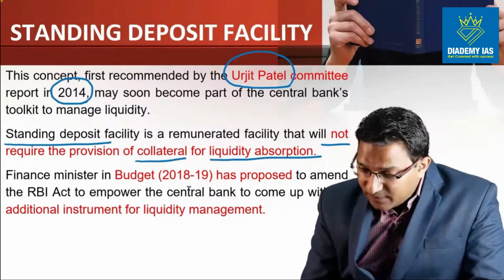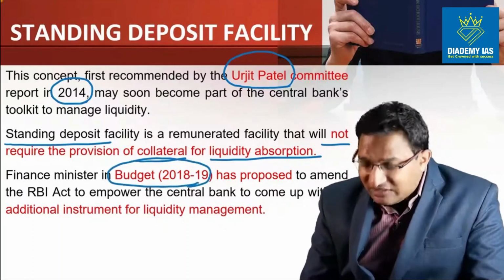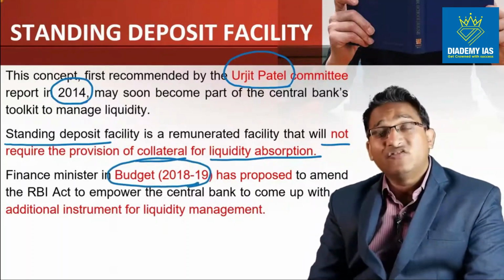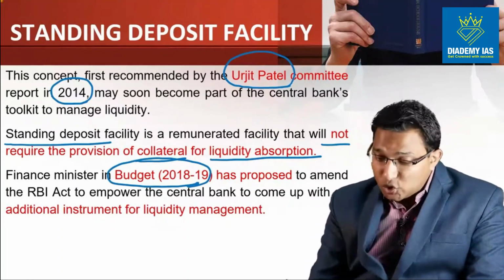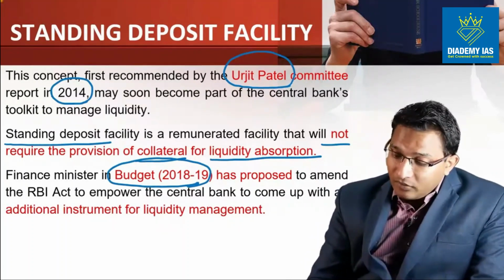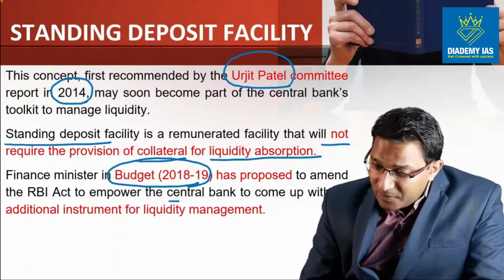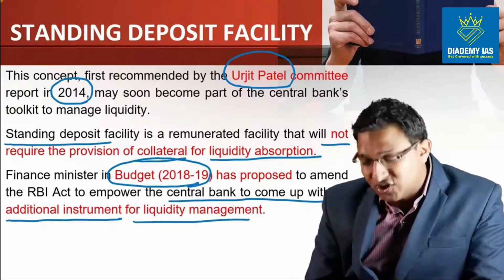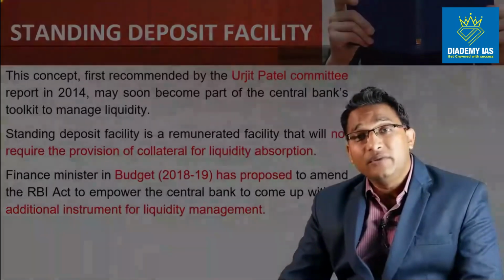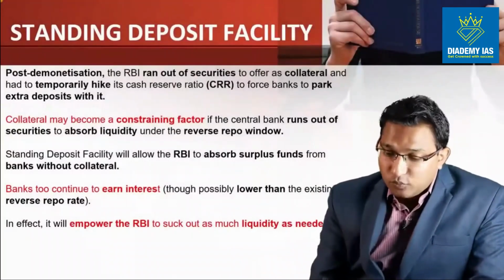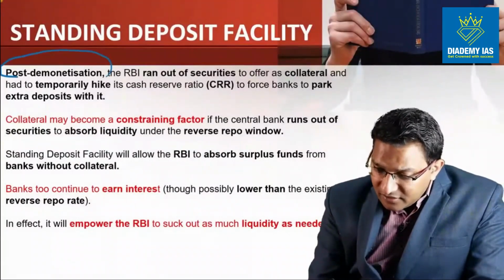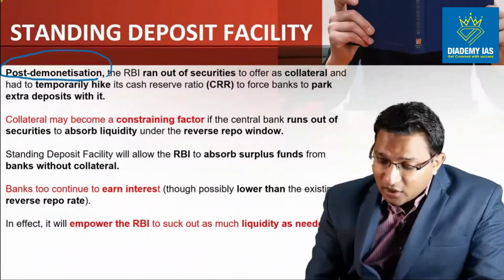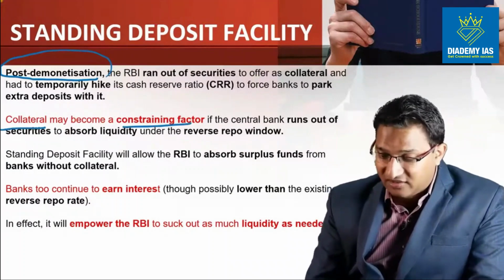So, the finance minister proposed this in the budget of 2018-19. The finance minister proposed this facility, and it proposed that the central bank can come up with an additional instrument for liquidity management where no collateral will be required. So why was this necessitated? This was necessitated because of post demonetization, where the collateral became the constraining factor.